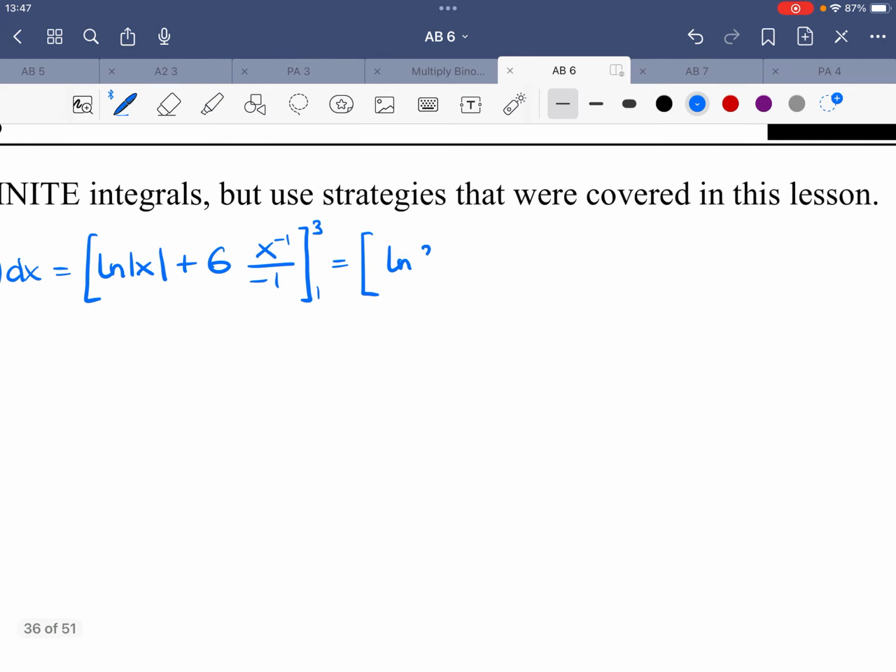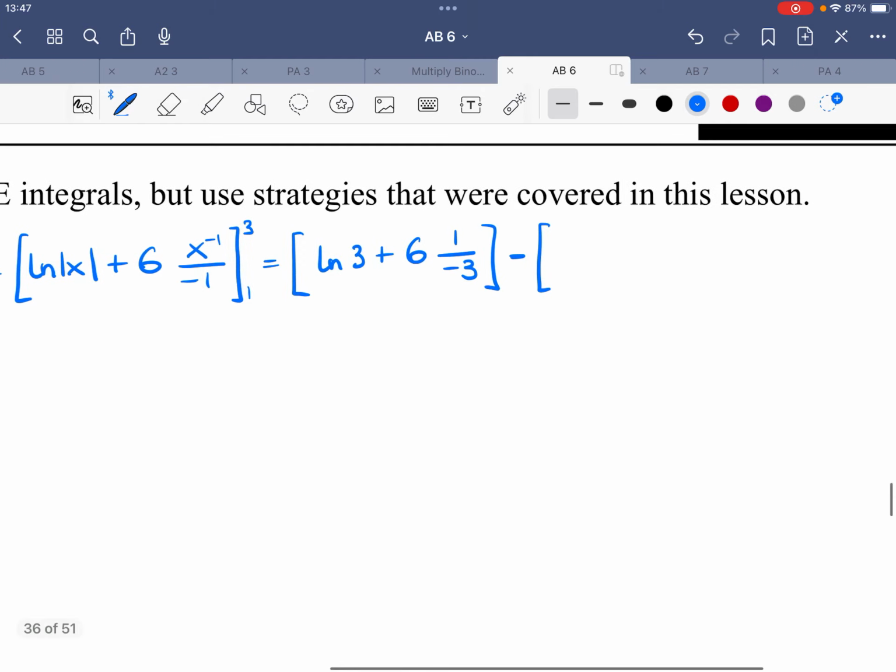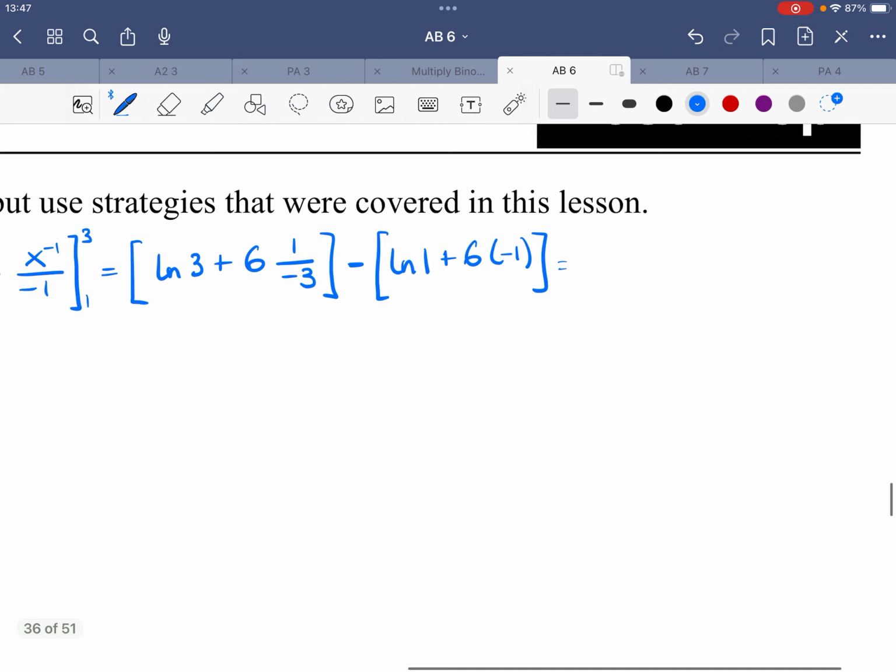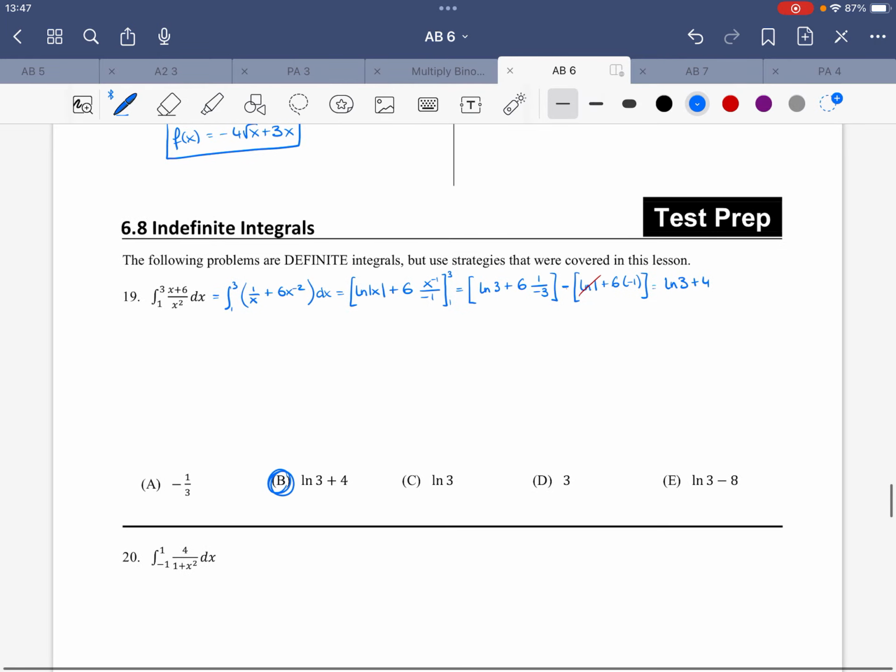So natural logarithm of 3 plus 6 times 1 over negative 3, minus, and now I can plug in 1, natural logarithm of 1 plus 6 times negative 1. So natural logarithm of 1 is 0, so this is negative 6 minus 6 is positive 6, and here I get negative 2 and positive 6 is 4, so this is going to be natural logarithm of 3 plus 4, answer B.